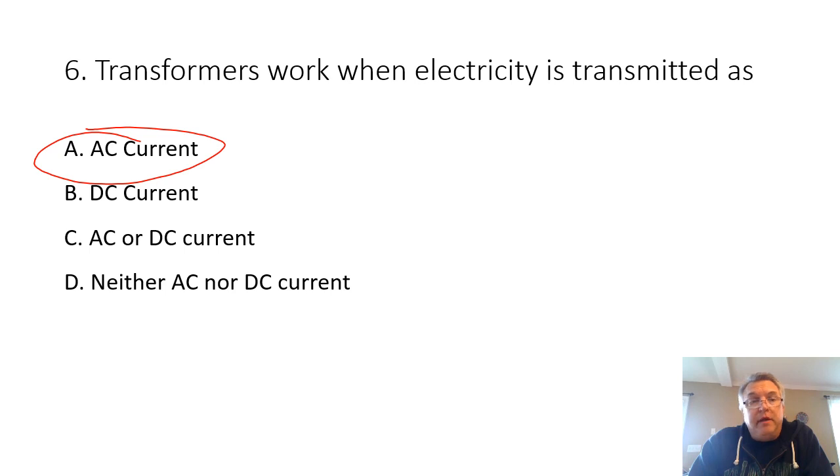The ability to transform, or to change, the voltage and the current and transport it over long distances is one of the main reasons why Nikola Tesla's AC system beat out Edison's DC system in the early 1900s. And it's what allows us to generate the electricity at a power plant and then transport it sometimes hundreds of miles to its end user. So the answer to this question is going to be A, AC current.